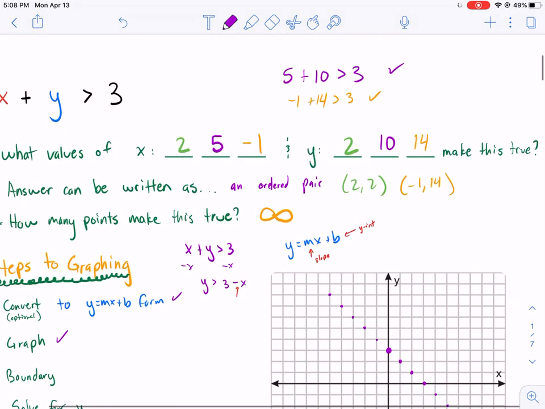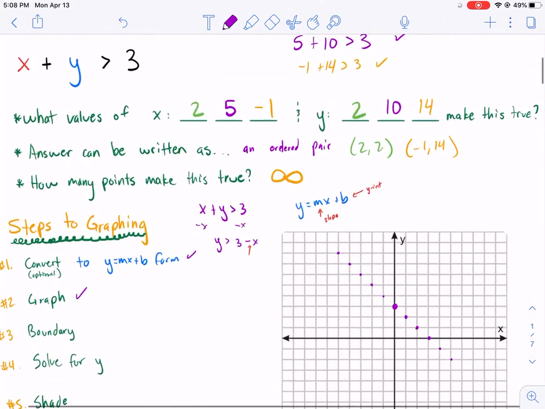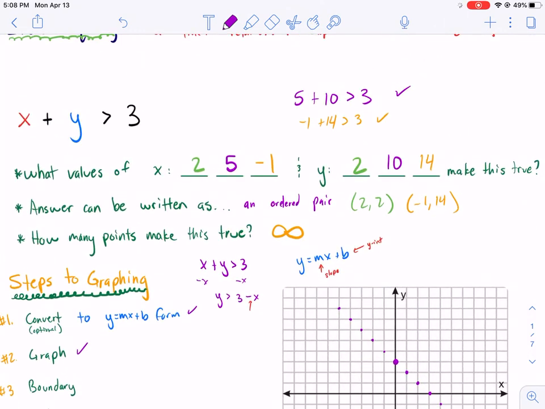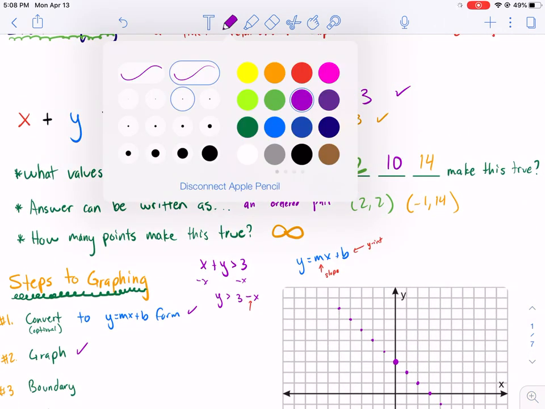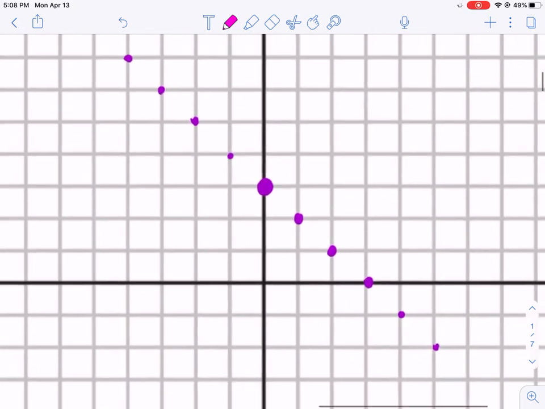Let's test this point. So let me look at this point. The first point was our y-intercept, 0, 3. So if I were to pick, let's use pink, I suppose. If I were to pick 0 for x plus 3 for y, is that bigger than 3? So is 3 bigger than 3? And that's no. So I cannot include that point.